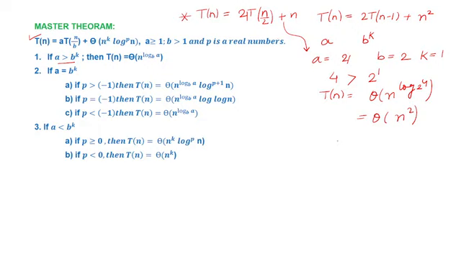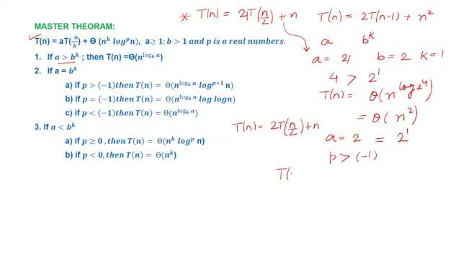Let's say a is equal to 2, which was the previous recurrence relation, T(n) = 2 T(n/2) + n. Here a is equal to 2, b is equal to 2, and k is equal to 1. That means 2 is equal to 2 to the power 1, which is b to the power k. Now it lies in case number 2. Then you have to check the value of p. In this case, the value of p is equal to 0, which is greater than minus 1.